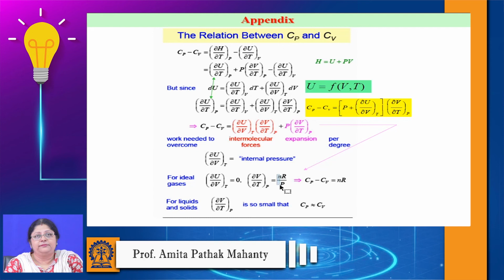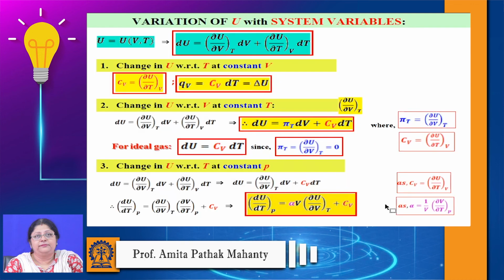What you get is this, and then there is a P which is outside. It's going to cancel. So what you get is Cp minus Cv equal to nR. You need to practice this, otherwise it is not going to make any sense. For a liquid and solid, the change in volume with increase in temperature at constant pressure is very, very small. That is the reason Cp and Cv are almost close in a solid or a liquid system.